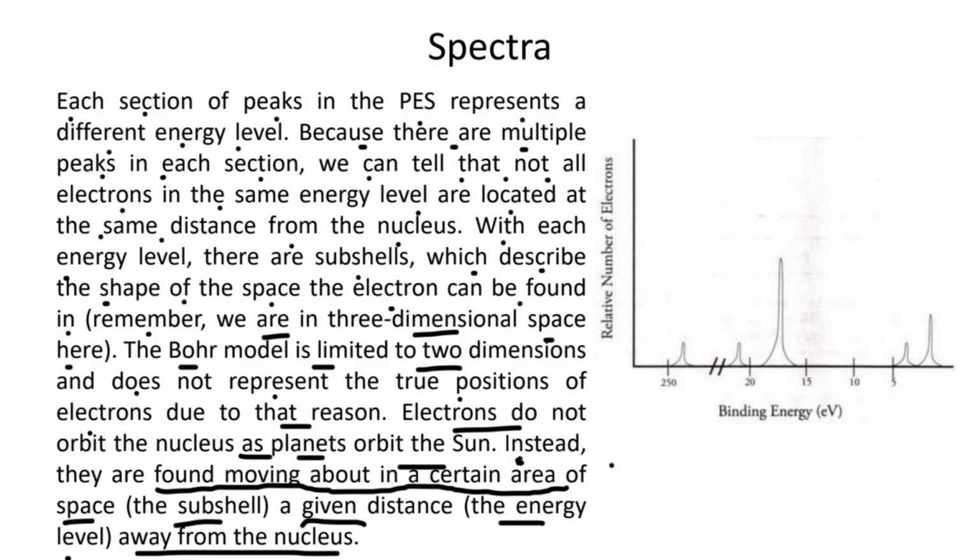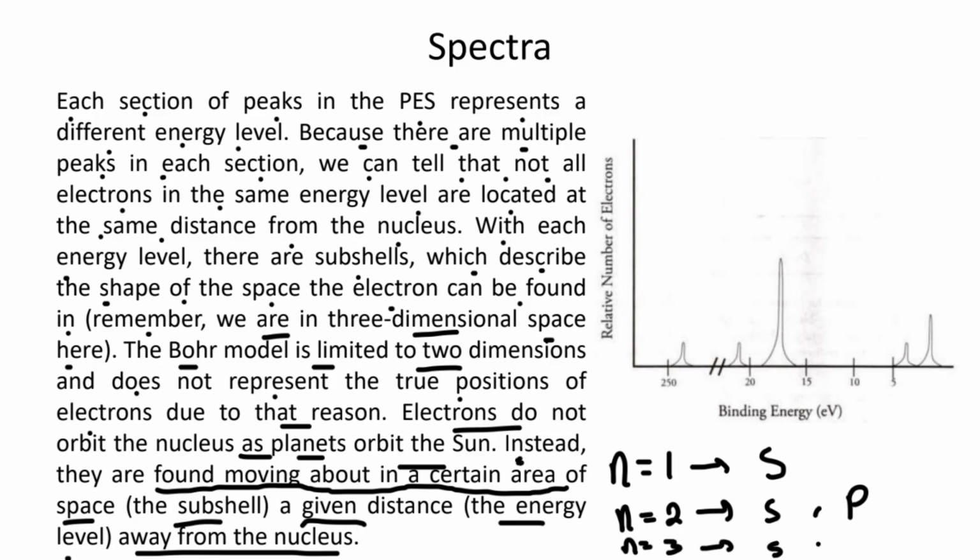For example, energy level number 1 contains only one subshell, which is S. Energy level number 2 has 2 subshells, which are S and P. Energy level number 3 has 3 subshells, which are S, P, and D.